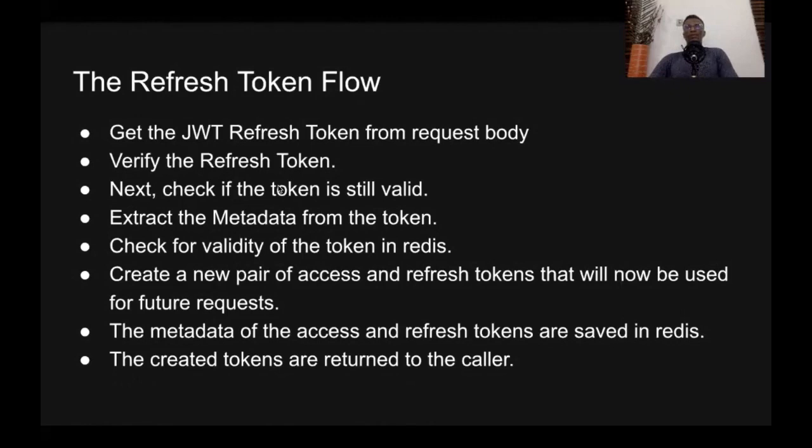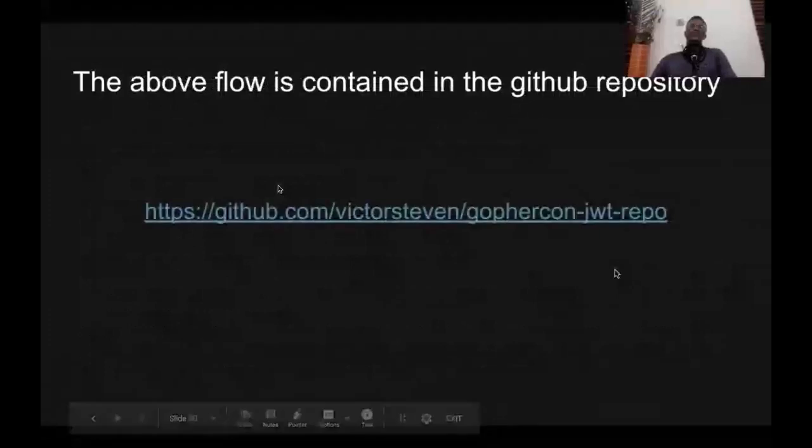You could increase the number of days. This is just an example I'm giving. You can set it for 30 days, or whichever works for you. So you extract the metadata from the token, then you check for validity of the token in Redis. Then you create a new pair of access and refresh tokens. The access token you created can now be used to make requests on behalf of the user. The metadata of the access and refresh tokens is also saved in our Redis store.